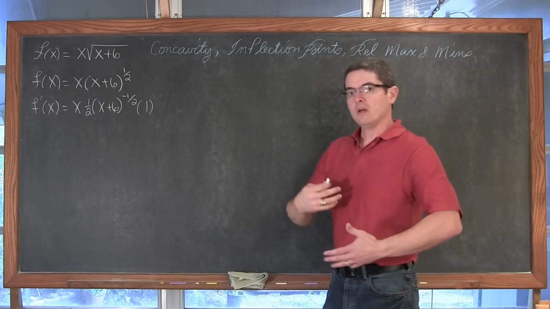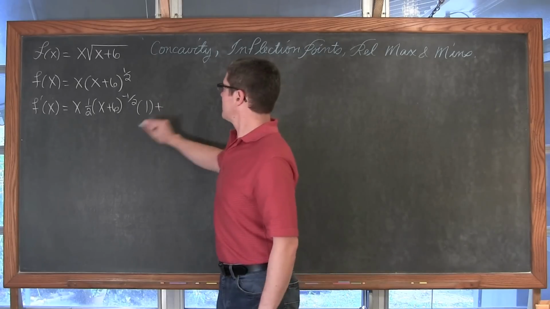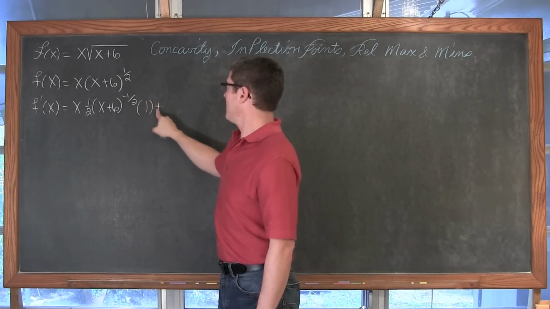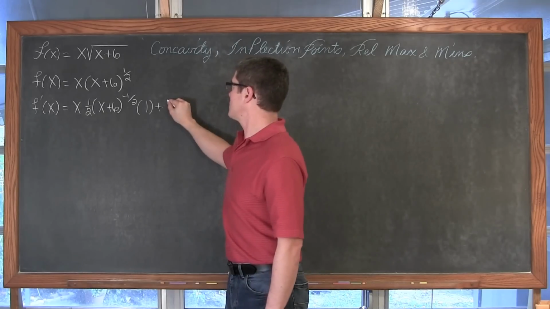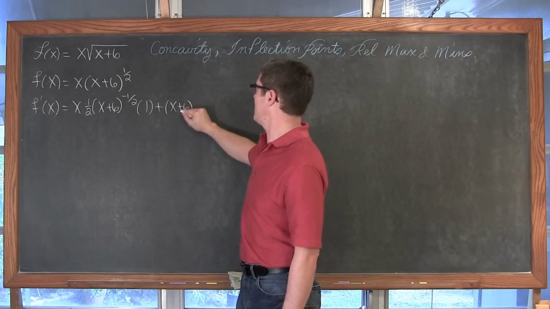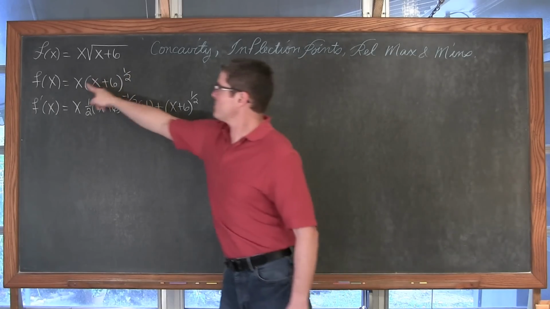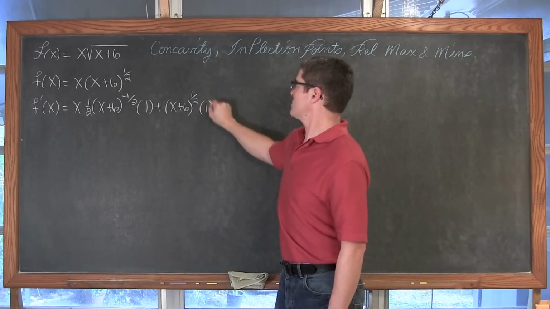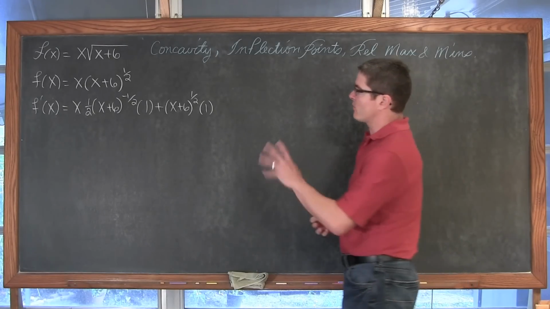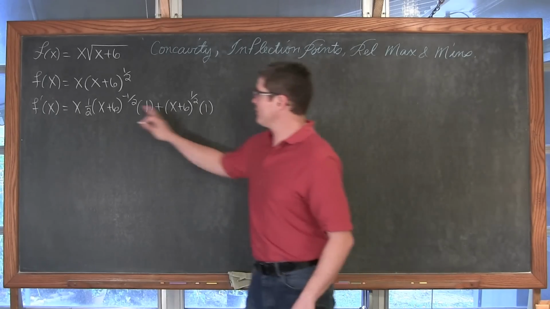unless you're just making sure you're reinforcing your skills of the chain rule, plus, okay, so that was the first times the derivative of the second factor, plus the second factor, which is going to be x plus 6 raised up to the 1/2 power, times the derivative of the first factor, which is going to be equal to 1. Okay, so usually when you have radicals, or especially when you're working with the quotient rule, there's going to be a little bit of factoring going on.